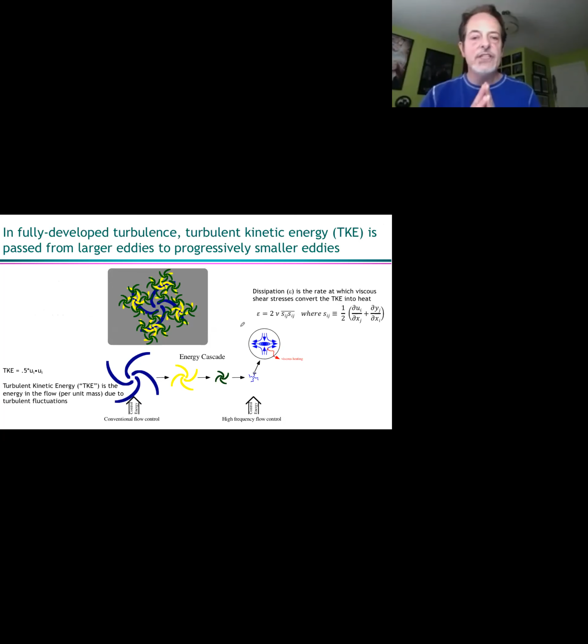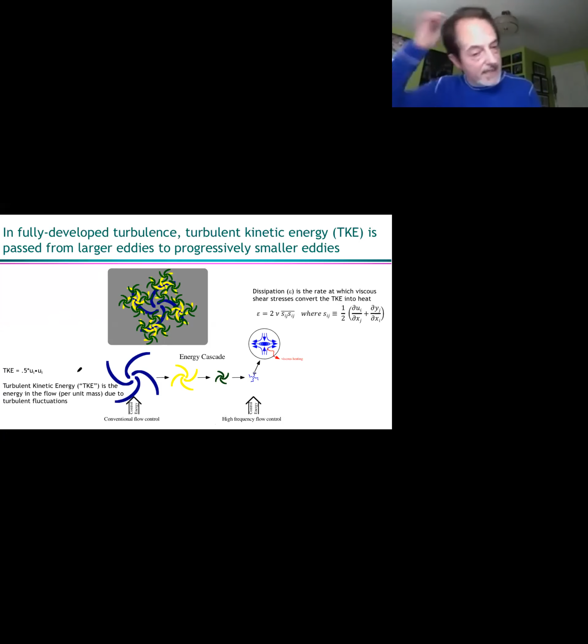Turbulent kinetic energy, or TKE, is passed from the larger eddies to progressively smaller eddies. And they're really passed from eddies that are slightly smaller. So you don't have the huge eddies, like I showed in Mount St. Helens, interacting with the teeny tiny sub-millimeter eddies. You're really passing energy from progressively smaller and smaller eddies to progressively smaller and smaller eddies.